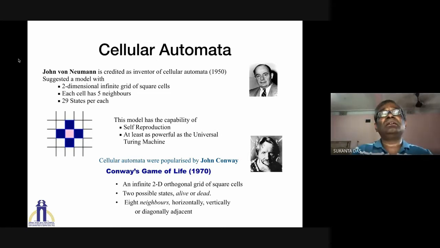Now I want to give an example to understand the working principle of a cellular automaton, and the best way is Conway's Game of Life. So next we are going to describe this automaton developed by John Conway, whose name is Game of Life.